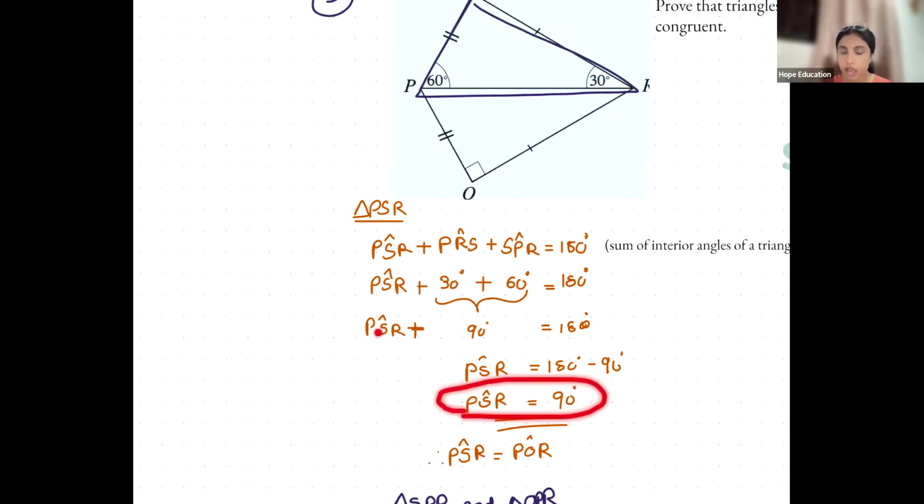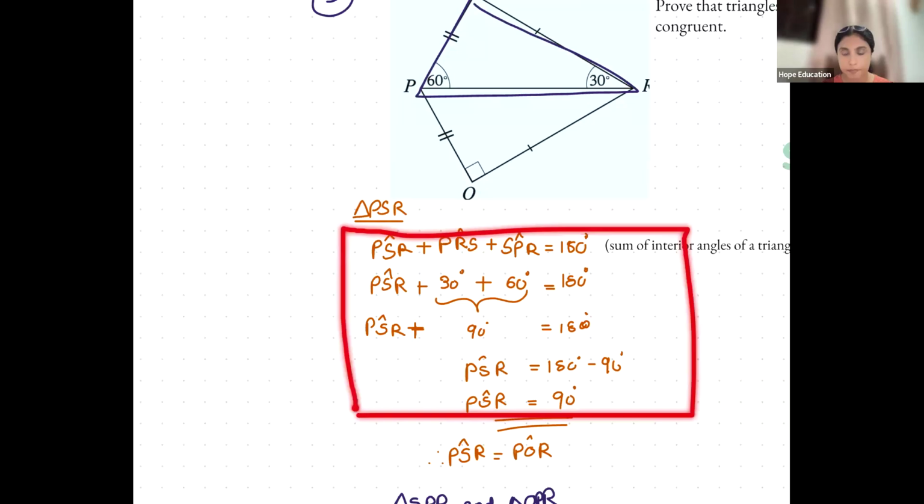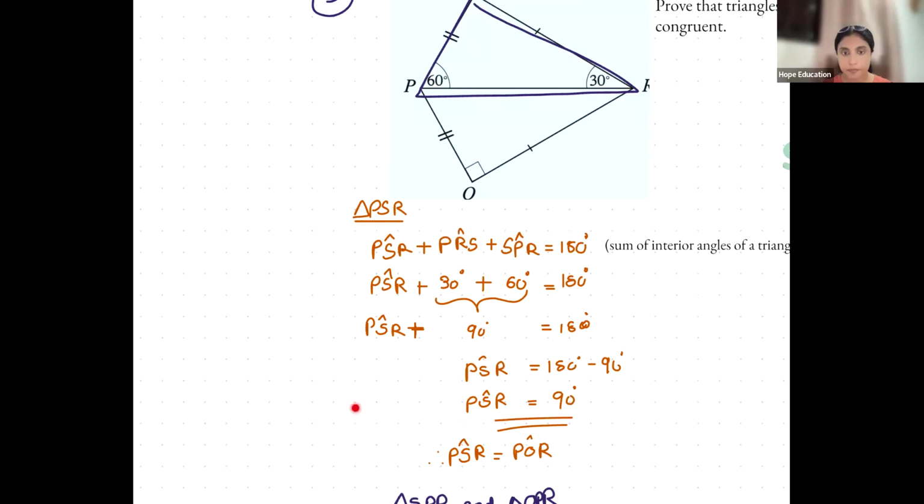Make it clear how we got PSR equals 90 degrees. Is that clear? Sorry. Is that clear?